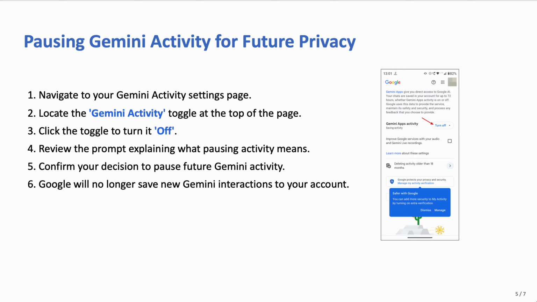Pausing Gemini activity for future privacy. Navigate to your Gemini activity setting page. Locate the Gemini activity toggle at the top of the page. Click the toggle option to turn it off. Then confirm your decision and Google will no longer save your Gemini transactions.